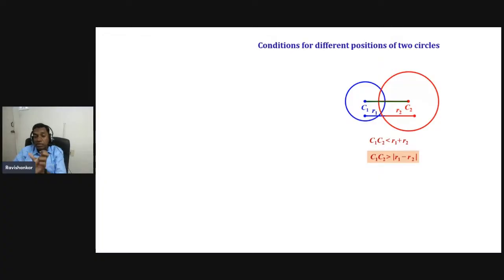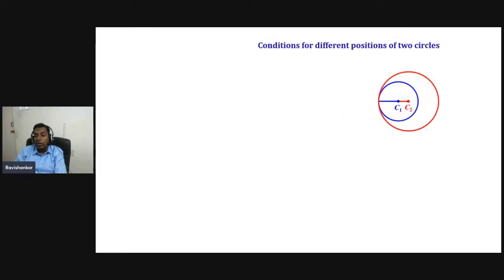Because with C1C2 less than R1 plus R2, it's possible that the centers are very, very close. What can happen is one circle can lie inside the other. And that is what we are going to see. Okay, here one circle is inside the other. In fact, it is just touching. And in this case, this is R1 and the red thing is R2. So C1C2 is mod of R1 minus R2. So if C1C2 is so small that it is equal to the difference between the radii, then one circle will touch the other internally.